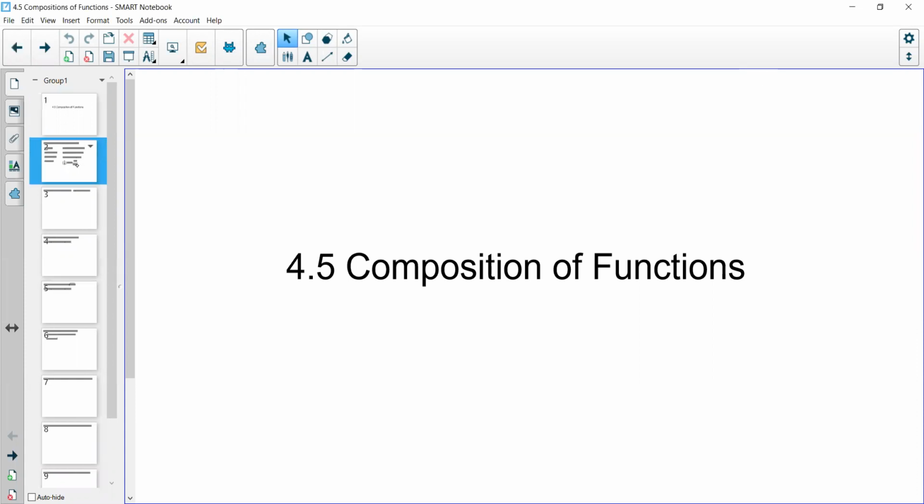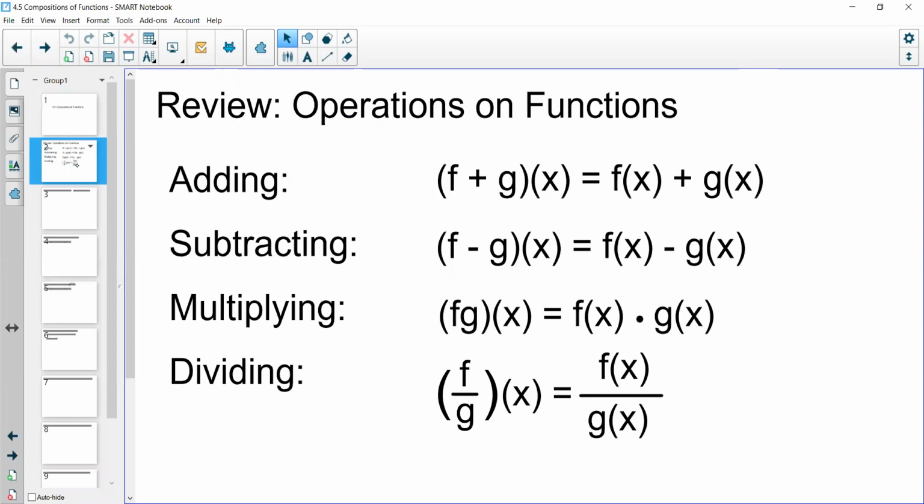Now, in one of our previous videos, we talked about operations on functions, which means we would add functions, subtract functions, multiply them, and divide them. And when we did each of these things, all we did is we took the original function and added the new one, or subtracted the new one, or multiplied it by the new one, or divided it by the new one. Now, this next one is a little bit different.